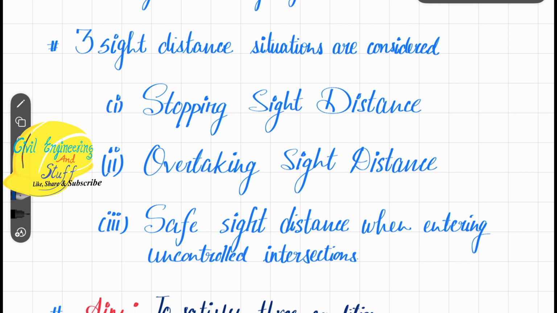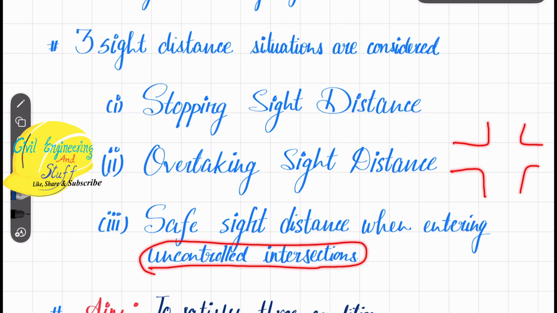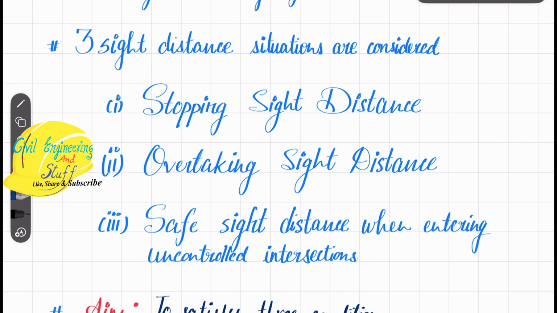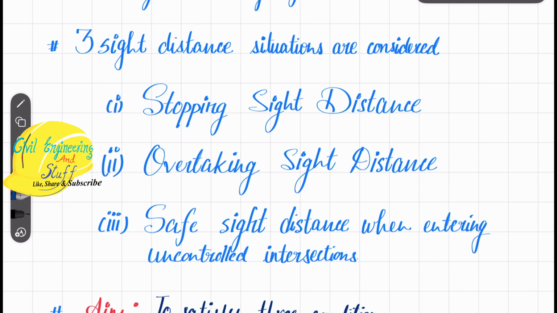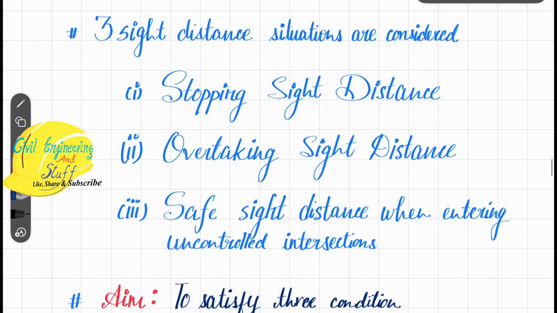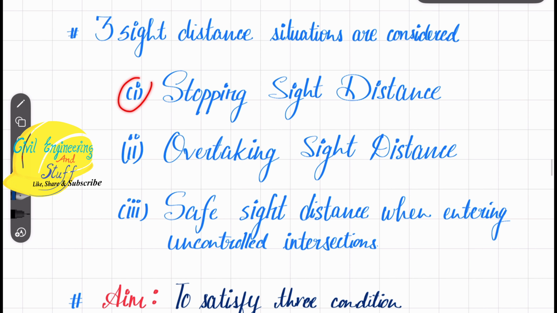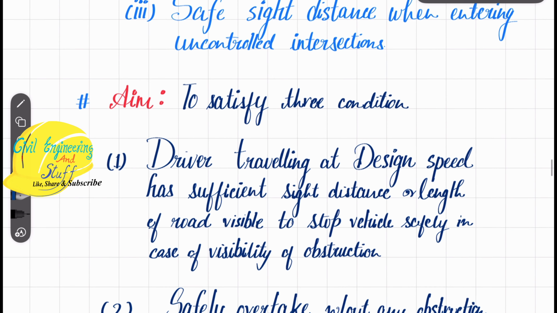The third is the safe sight distance when the vehicle is entering an uncontrolled intersection. Intersection means when two roads are crossing each other. Uncontrolled means that there is no traffic management strategy per se being installed, right? So the vehicle moving through that uncontrolled intersection should have a safe visibility, so that vehicles crossing the road can safely weave through the road section. So the sight distance that we are providing on the road must fulfill these three situations, and the overall aim is to satisfy these three conditions.